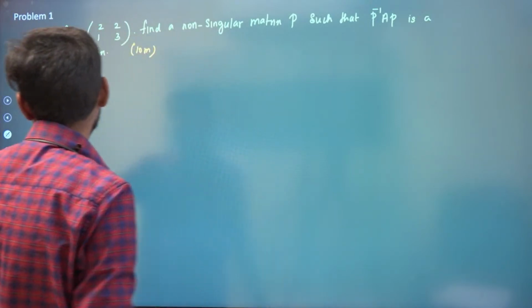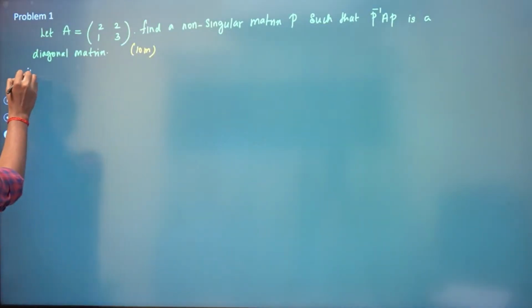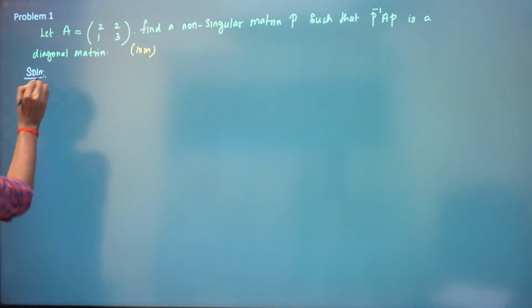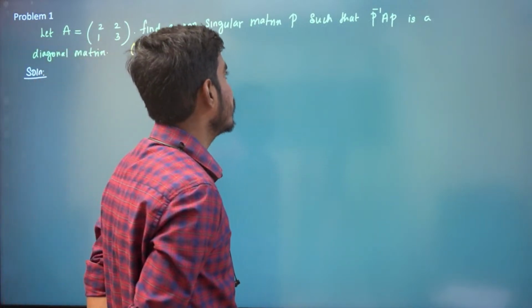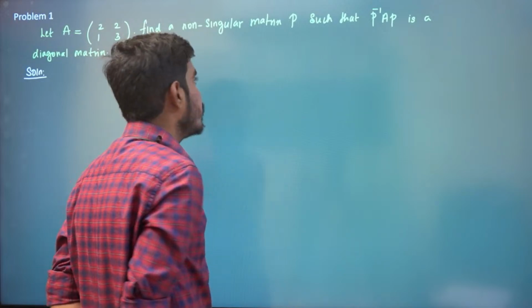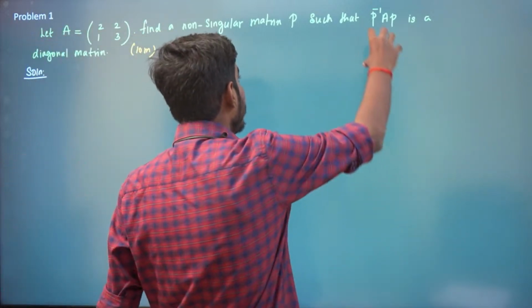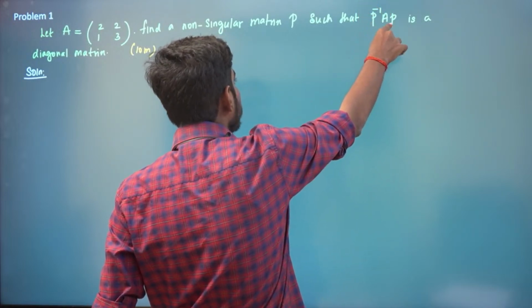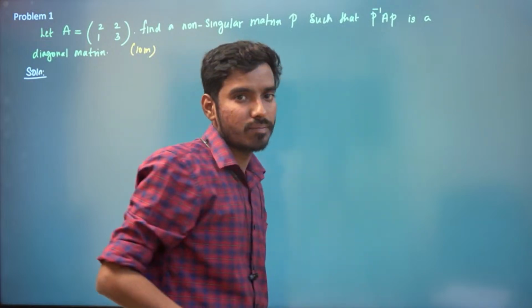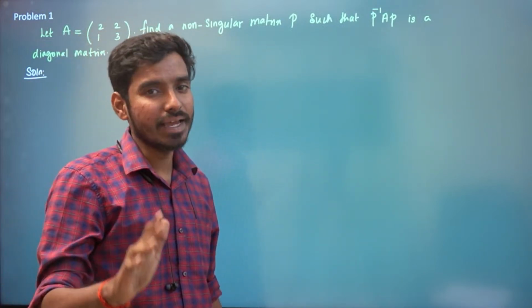Okay. Let A is equal to 2, 2, 1, 3. Find a non-singular matrix P such that P inverse AP is a diagonal matrix, right? So we need to find a non-singular matrix P such that when you multiply P inverse AP, that matrix has to be a diagonal matrix. So how to find that matrix P? That matrix P is nothing but the eigenvector matrix.